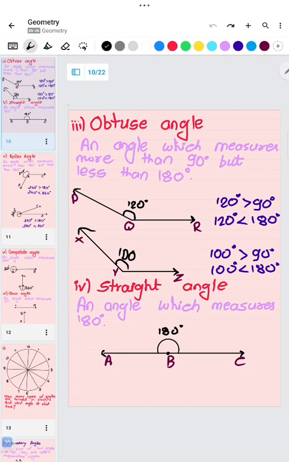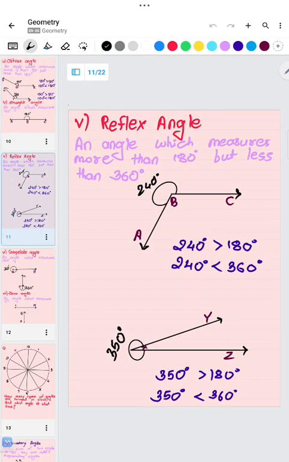If any straight line is forming, then it is said to be straight angle. Its measure is 180 degree.